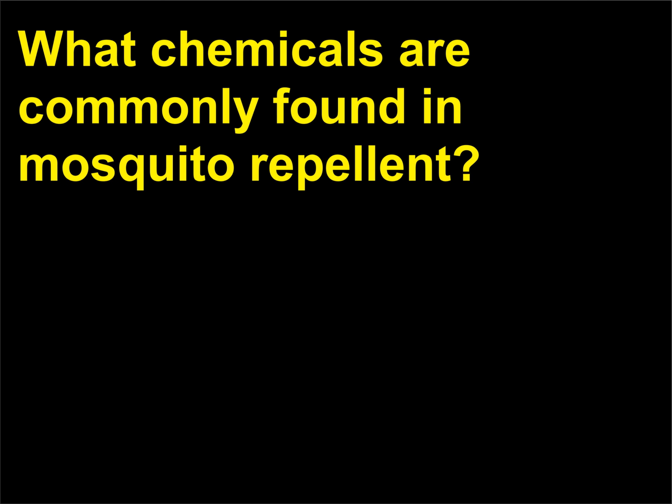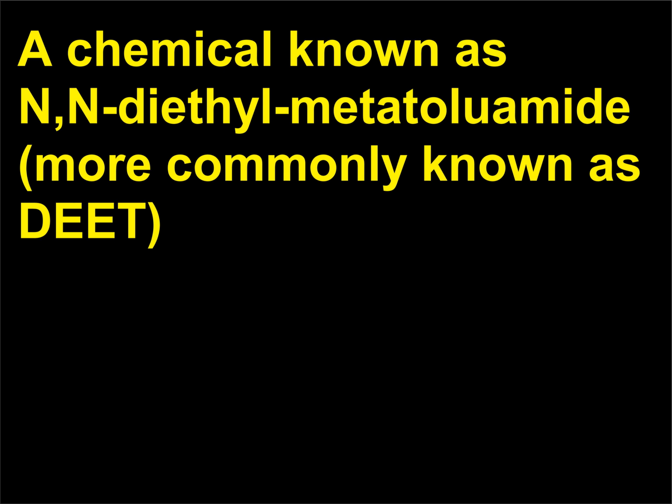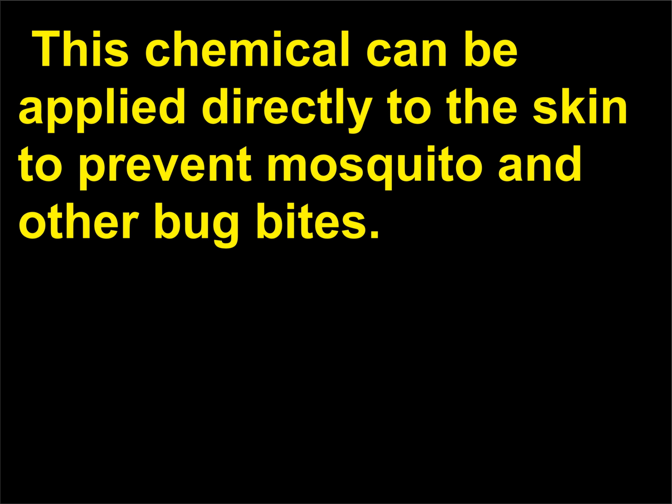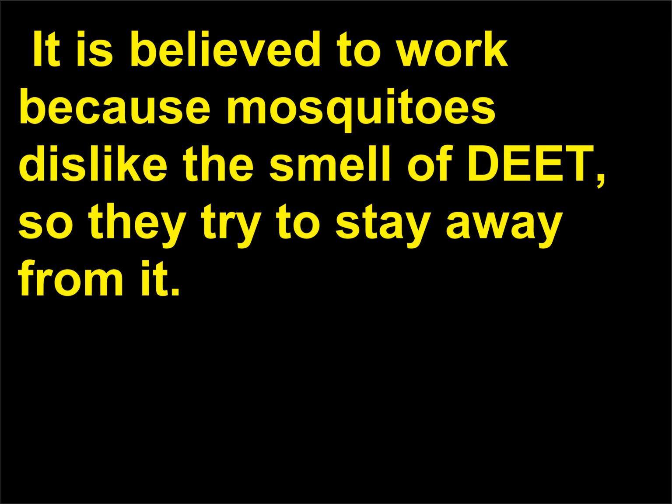What chemicals are commonly found in mosquito repellent? A chemical known as N,N-diethylmethylbenzamide, more commonly known as DEET, is the most commonly used insect/mosquito repellent. This chemical can be applied directly to the skin to prevent mosquito and other bug bites. It is believed to work because mosquitoes dislike the smell of DEET, so they try to stay away from it.